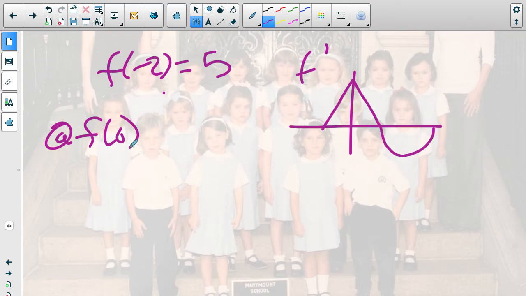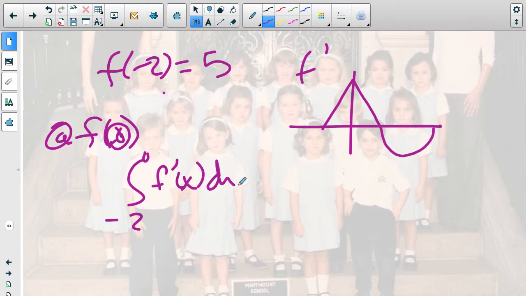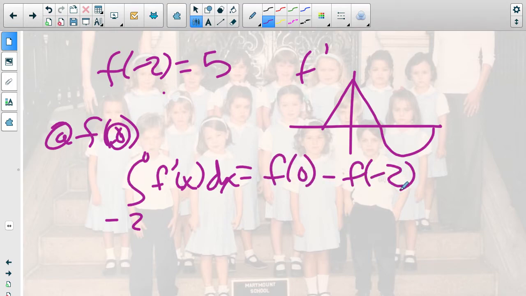So what I'm going to do, if I'm looking for f of 0, I'm going to let 0 be one of the limits of integration, and one thing I know be the other limit of integration. And I usually will go in order. Like here, I'm going to go from negative 2 to 0 of f prime of x dx. And that's going to give me f of 0 minus f of negative 2. Jumping straight to the first fundamental theorem of calculus.